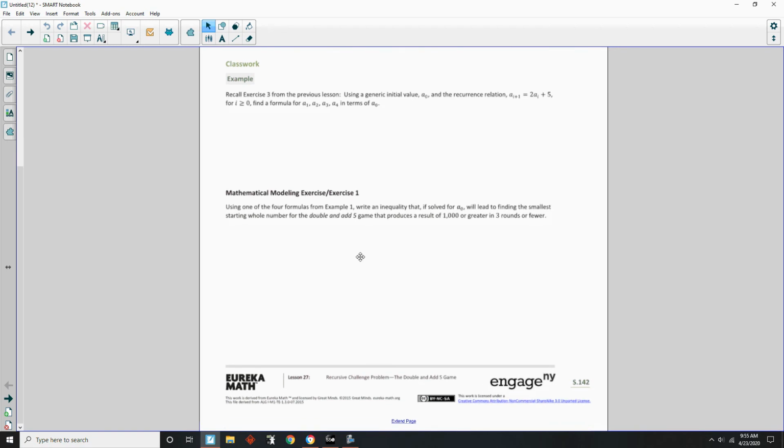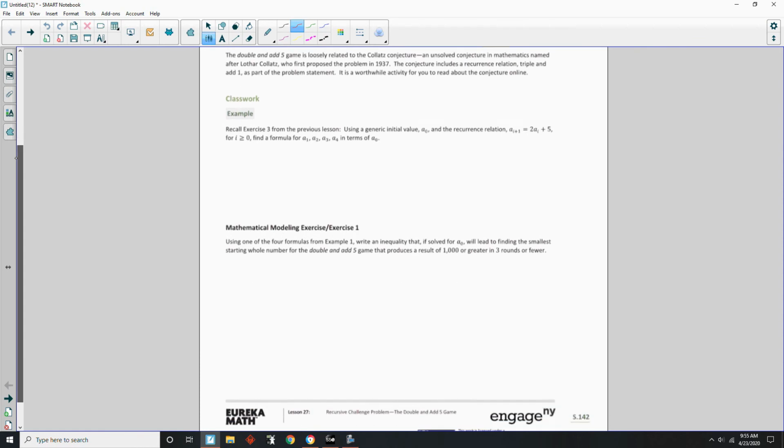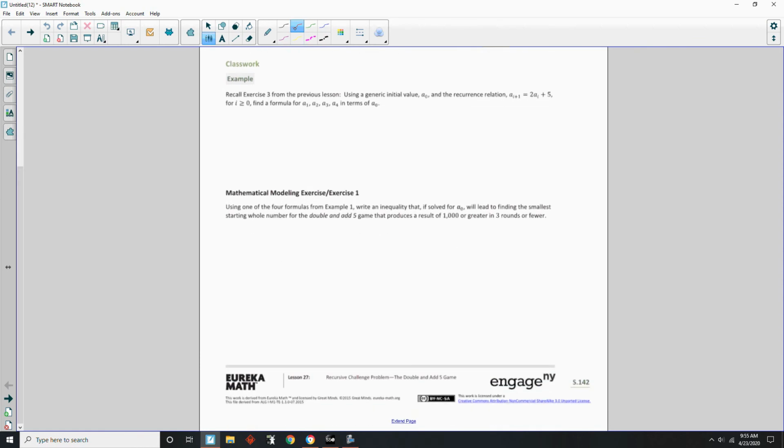Recall exercise 3 from the previous lesson using a generic initial value a sub 0 and the recurrence relation a sub i plus 1 equals 2a sub i plus 5 for i greater than or equal to 0. Find the formula for a sub 1 through a sub 4 in terms of a sub 0. We've already done this in the prior video, so if you watched the video for Lesson 26, then this is a continuation.